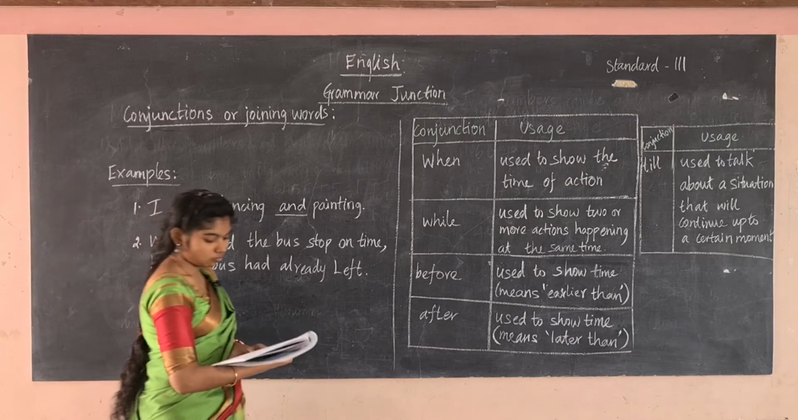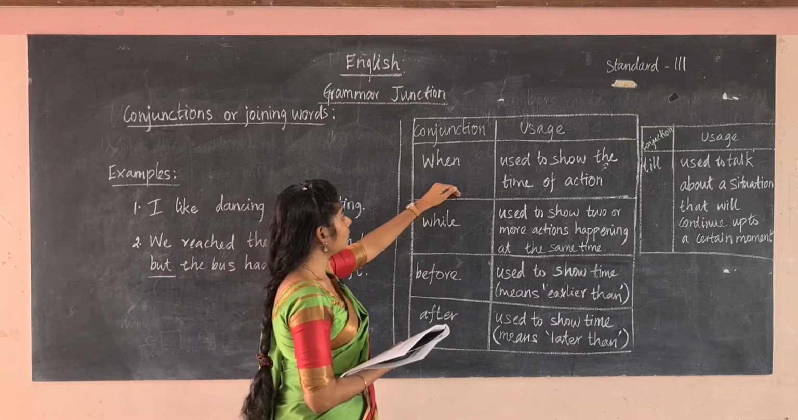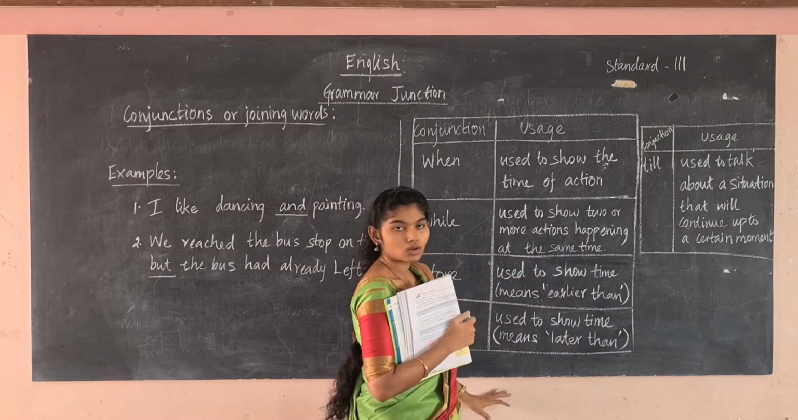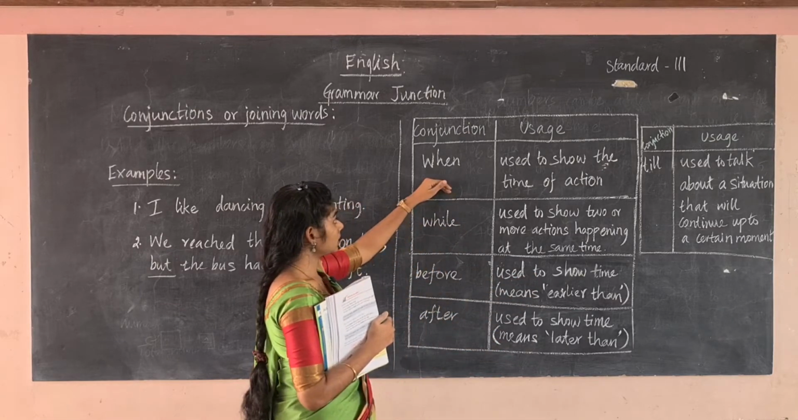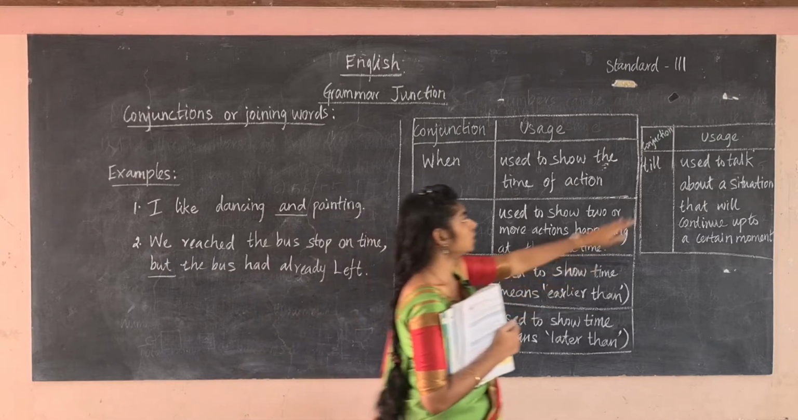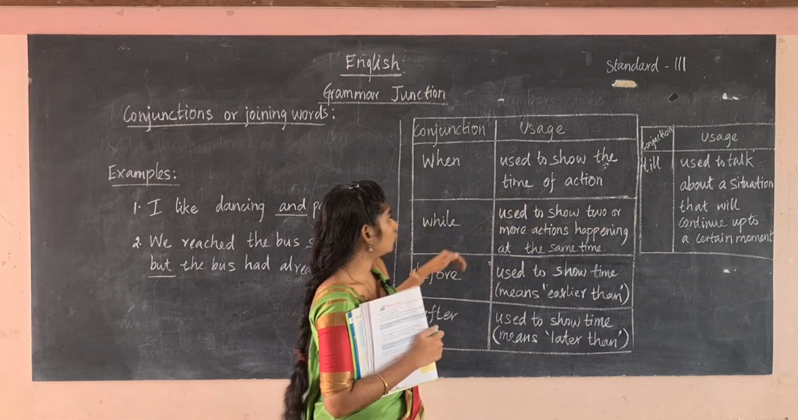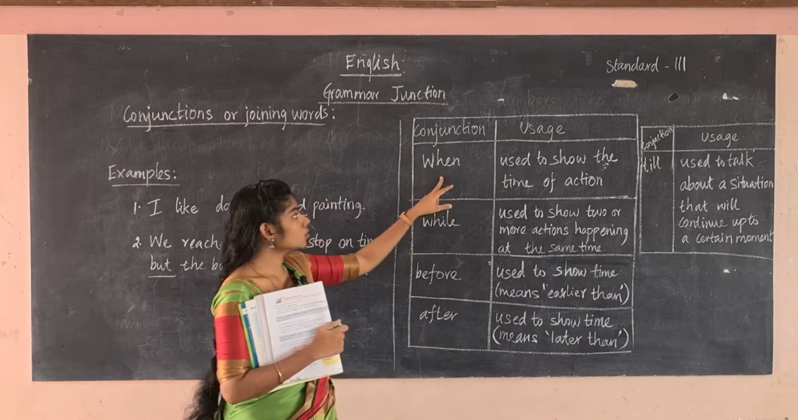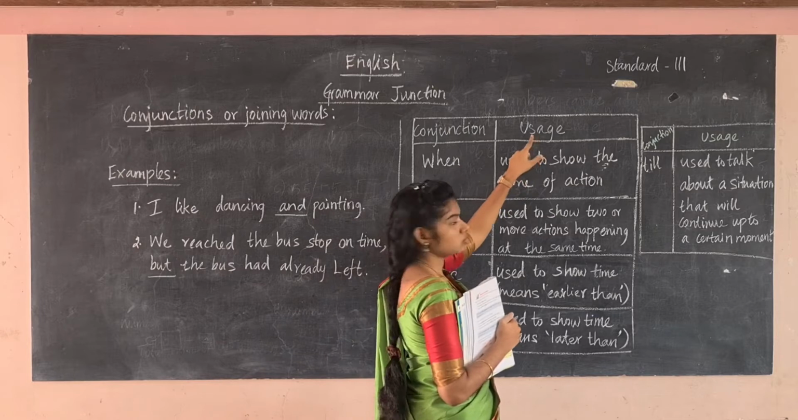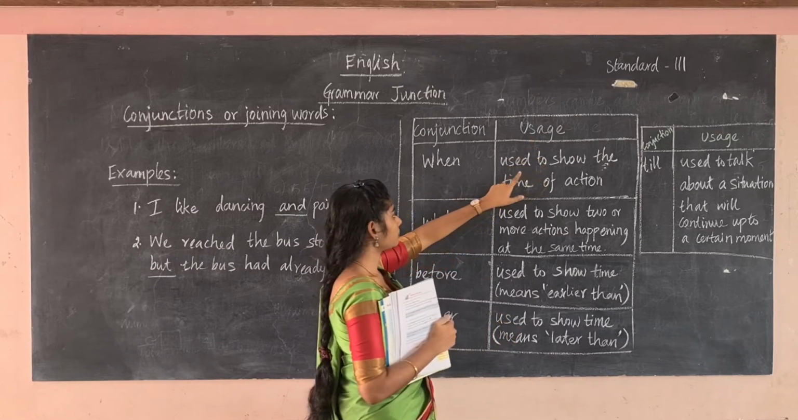And the conjunction words are given. Why we are using words like that, we are going to see, and one example for this also. So the first one is when, and the next ones are while, before, after, till. So these are some of the conjunction words. Where we will use when, like that we are going to see. When, where we will use it, means the usage.